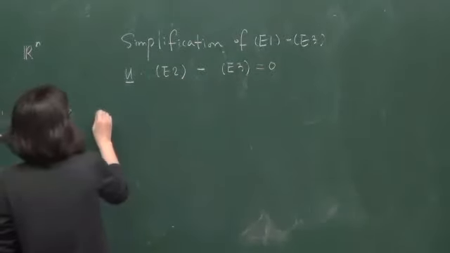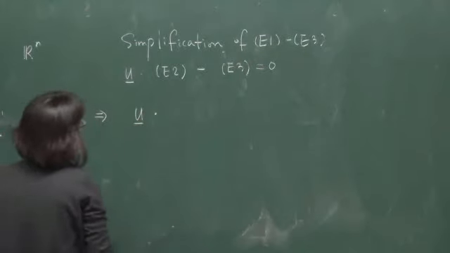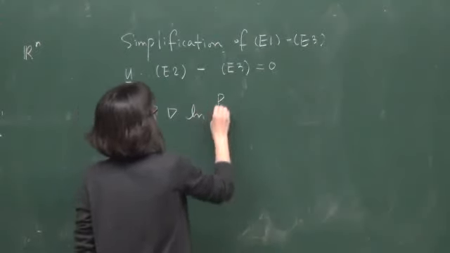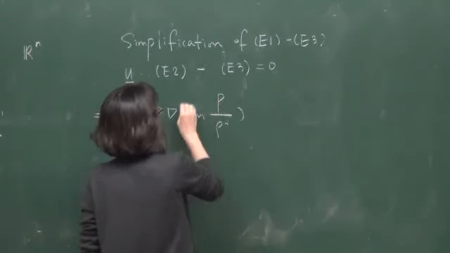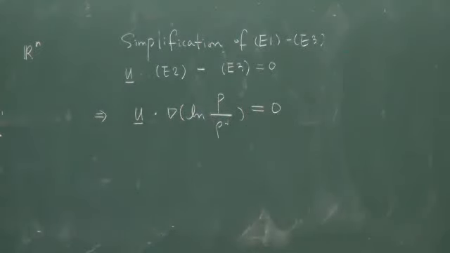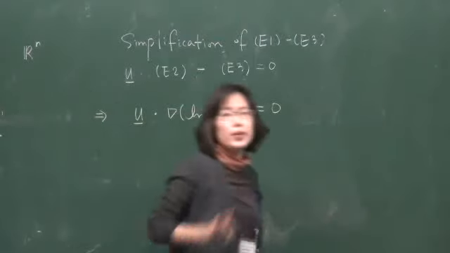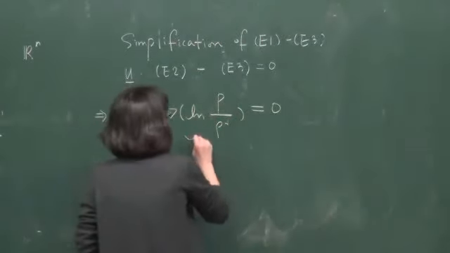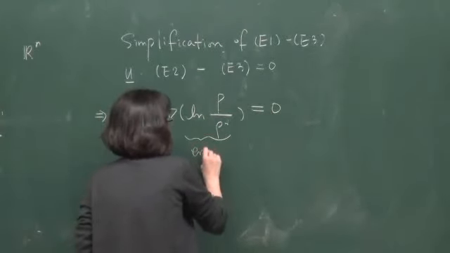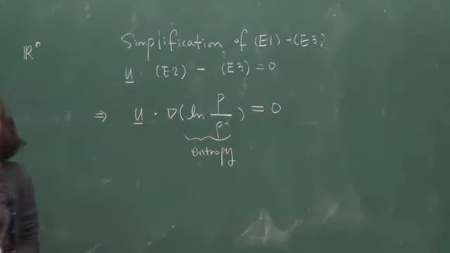If you do that, you will see that the following quantity, well, let me write down the equation: U dot gradient of ln of P over rho to the gamma, this quantity becomes 0. So physically speaking, this means that the entropy, so what is entropy here? You are familiar with the terminology, right? This is the entropy for ideal polytropic gas. So this entropy satisfies this transport equation.